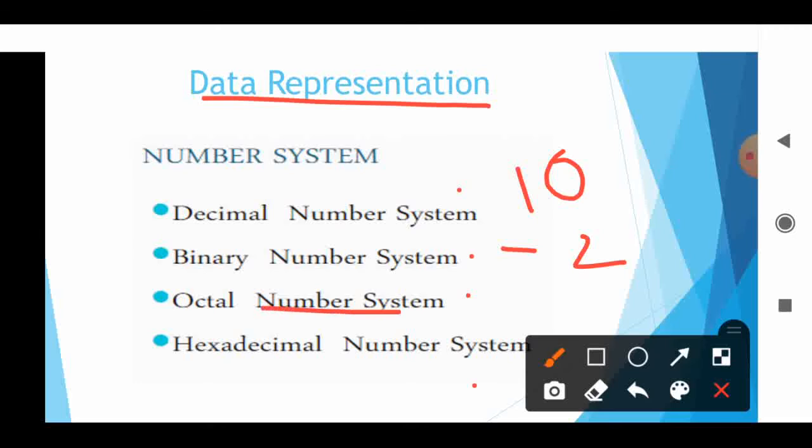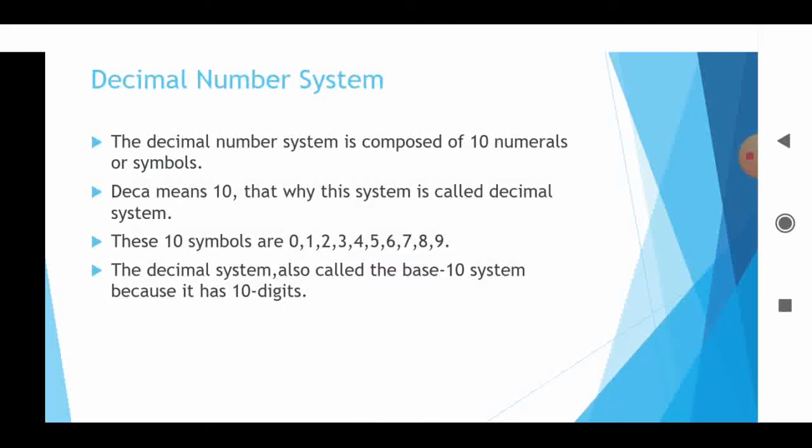Octal number system means it is a base value 8. It has the digits 0 to 7. The next is the hexadecimal number system. Hexadecimal number system means it is a base value 16. It has the symbols 0 to 9, which are decimal digits, and A to F, which are alphabets.